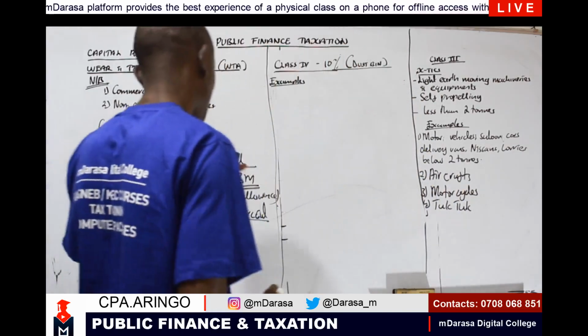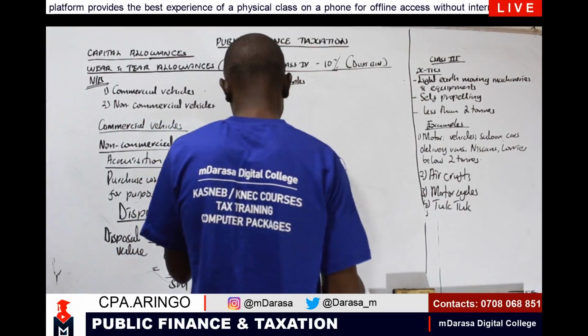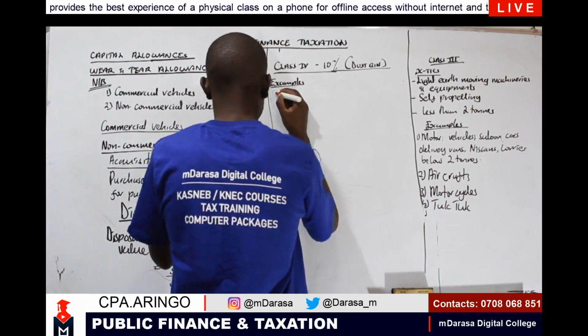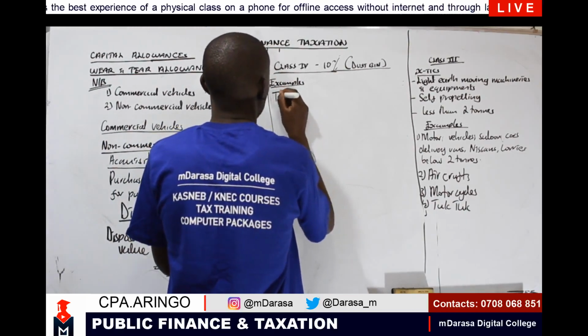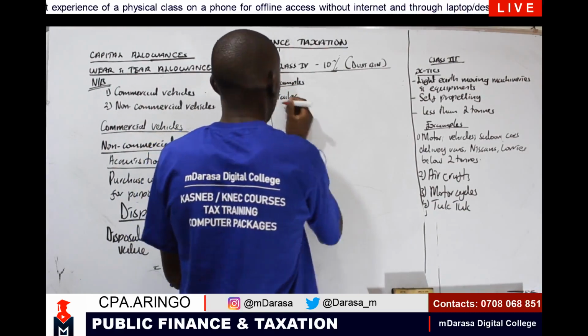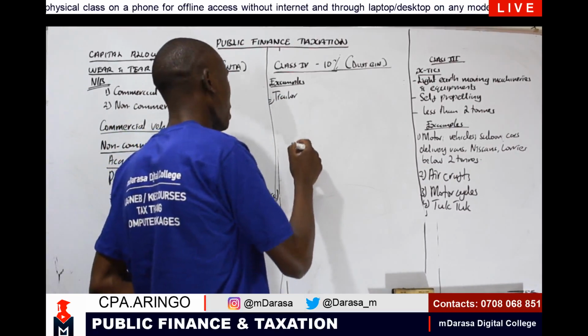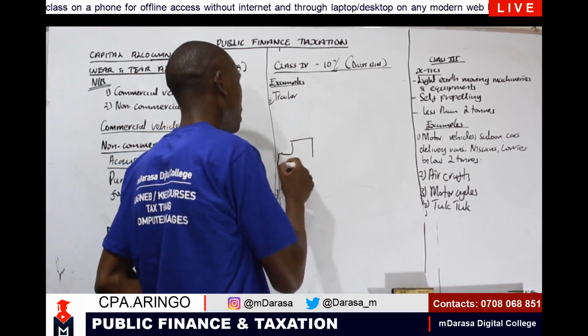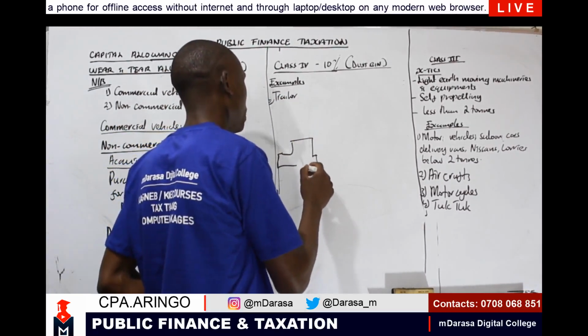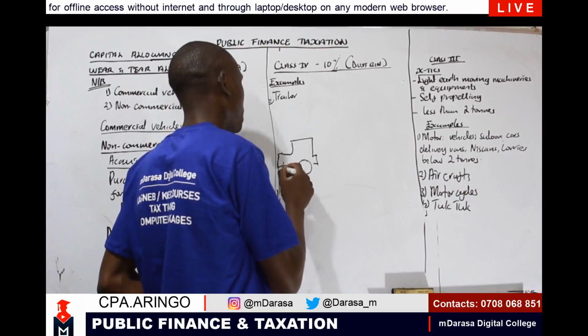So examples of such assets will include the following. A trailer, of course without a truck. And ideally, someone will ask, what is this trailer? Assuming you bought a tractor, you bought a tractor here.